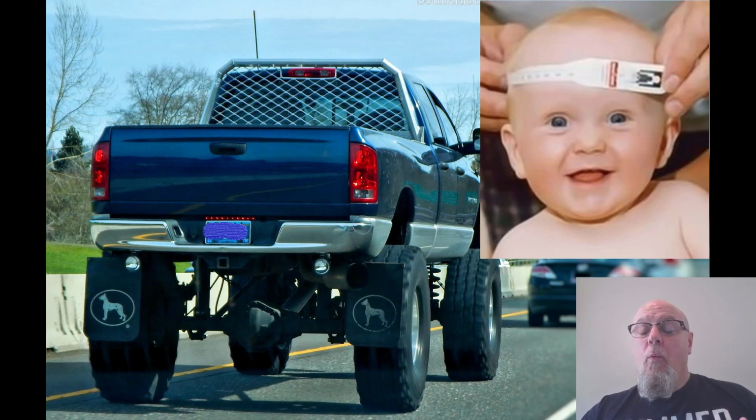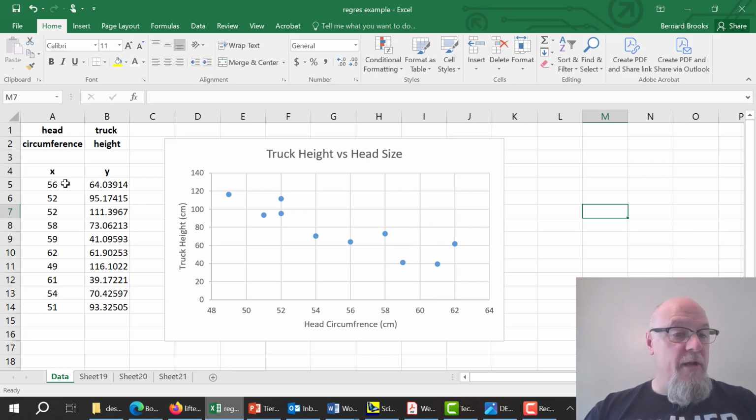So we gathered some data about head circumference of people that drive lifted trucks and how high their trucks were lifted. And we wanted to figure out if we could predict their head size from measuring how high their trucks are lifted, or how high their trucks are lifted from their head size. Here's the data. We measured head size and we measured truck height.